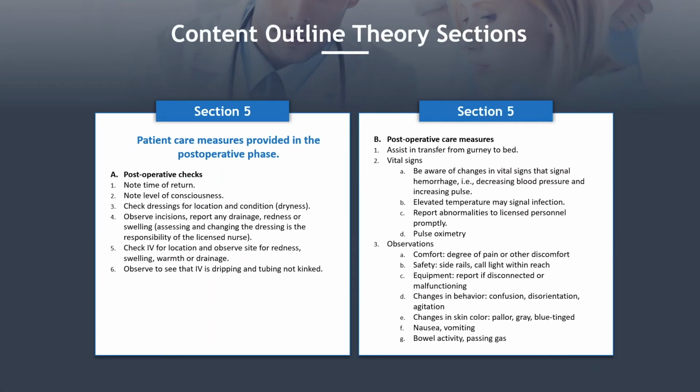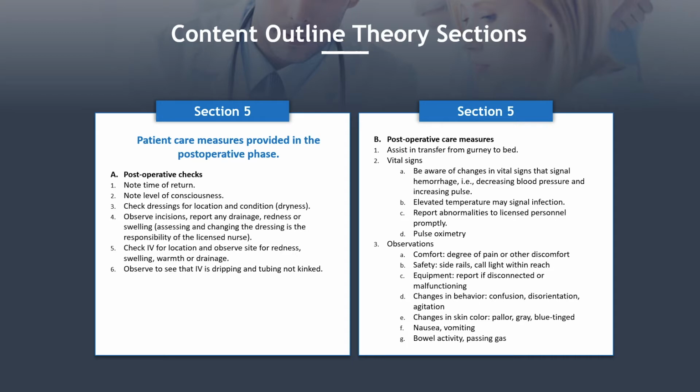Section 5. Patient care measures provided in the post-operative phase. A. Post-operative checks. Note time of return. Note level of consciousness. Check dressings for location and condition, such as dryness. Observe incisions, report any drainage, redness, or swelling. Assessing and changing the dressing is the responsibility of the licensed nurse. Check IV for location and observe site for redness, swelling, warmth, or drainage. Observe to see that the IV is dripping and tubing not kinked.